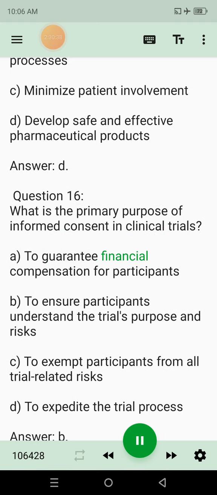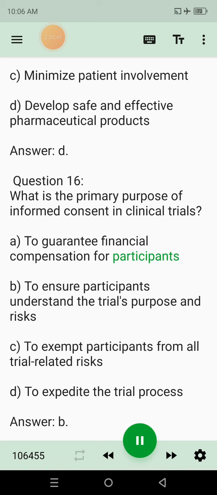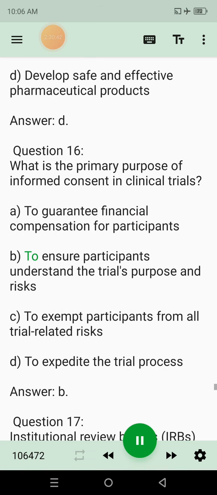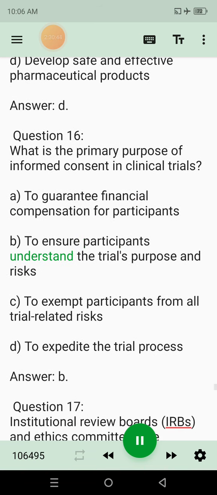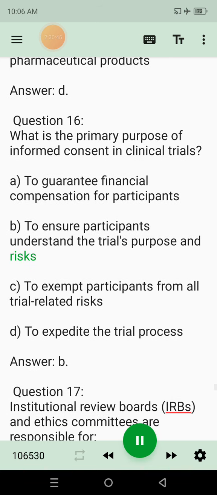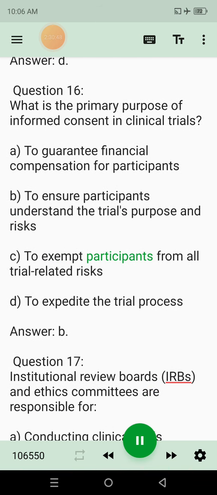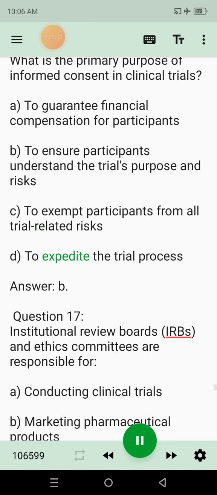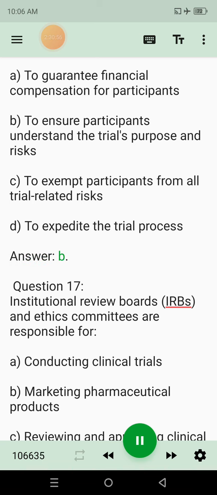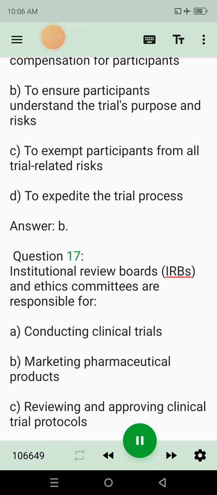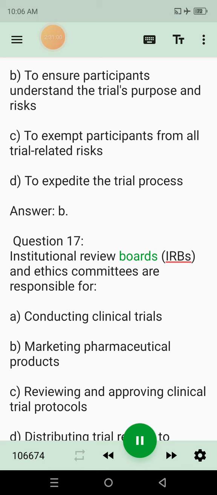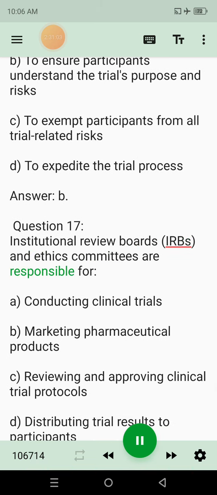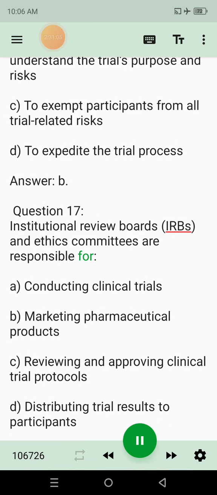Question 16. What is the primary purpose of informed consent in clinical trials? A. To guarantee financial compensation for participants. B. To ensure participants understand the trial's purpose and risks. C. To exempt participants from all trial-related risks. D. To expedite the trial process. Answer: B.